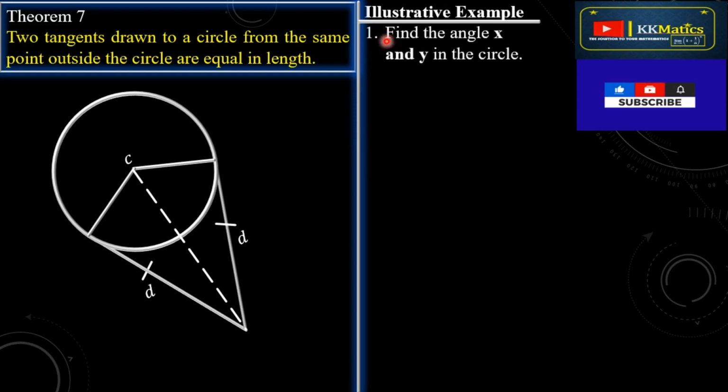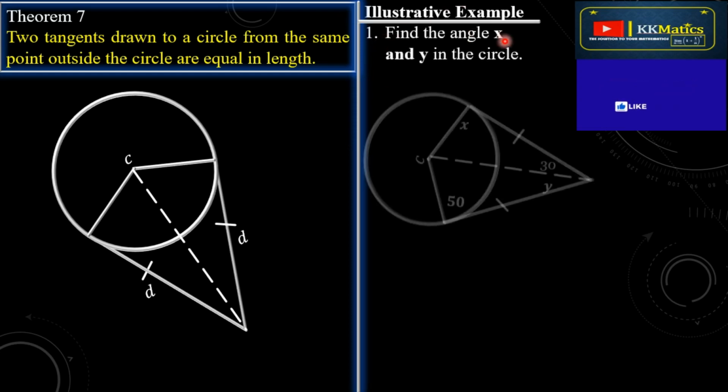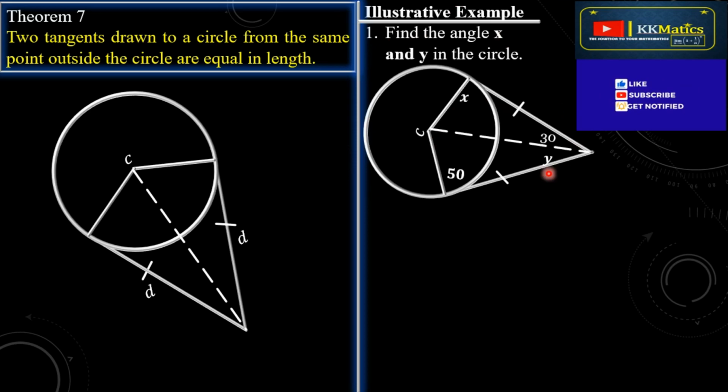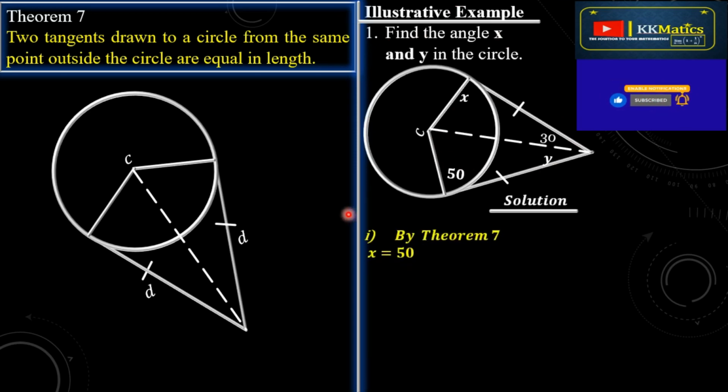We are to find the angles x and y in the circle. This is the figure we are given. By theorem 7, we can conclude that x equals 50. Obviously, as we said earlier, the imaginary line you see here is the mirror that reflects the other side. So we have x equal to 50, then we have y equal to 10.